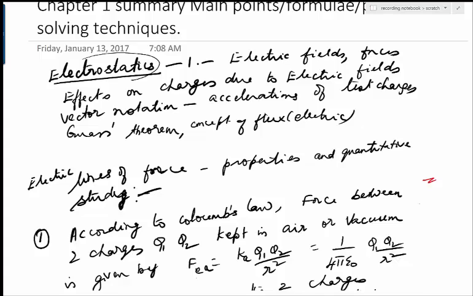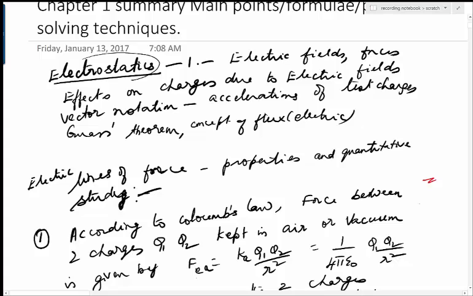Now, the first chapter that we have got in our book is electrostatics. In this particular session, we are going to deal with electric fields, forces, effects on charges due to electric fields, and the vector notation of electric fields and the forces, the accelerations that are producible on the test charges, and the effects due to the accelerations, Gauss's theorem, concept of flux. If time permits, we will go on to the application of Gauss's theorem, but else we will stop with this in the first session. Then we also have electric lines of force and properties and quantitative study of the electric lines of force.